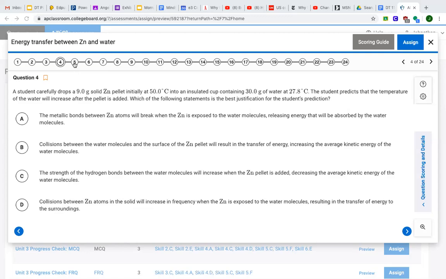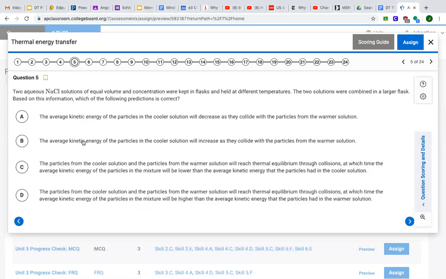All right, let's take a look at number 5. Okay, so two aqueous sodium chloride solutions of equal volume and concentration were kept in flasks and held at different temperatures. The solutions were then combined in a larger flask. Based on this information, which of the following predictions is correct? Okay. So take a look, take about 60 seconds.